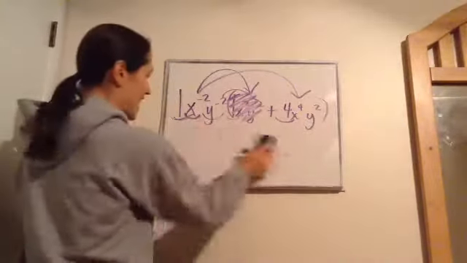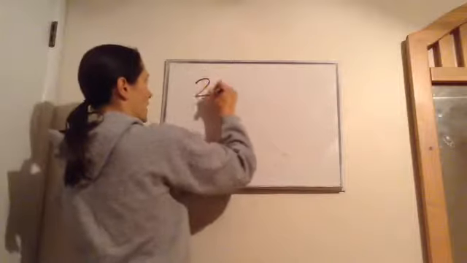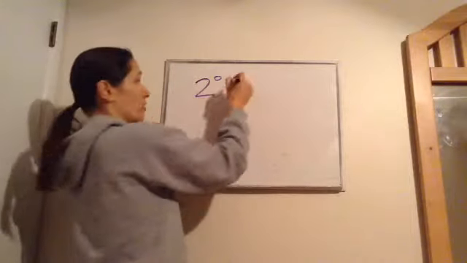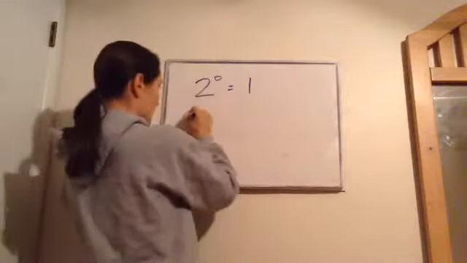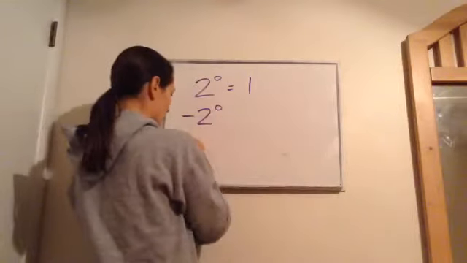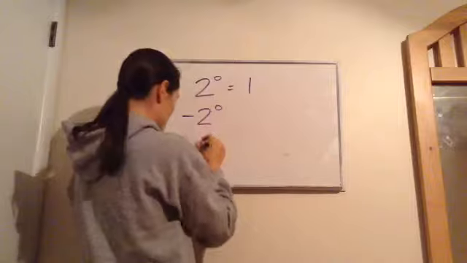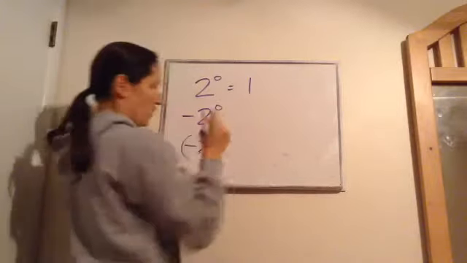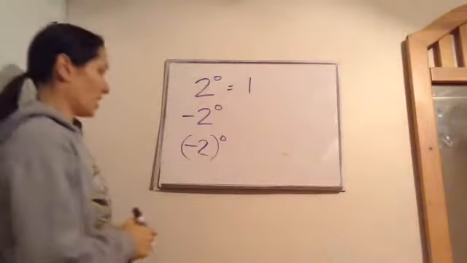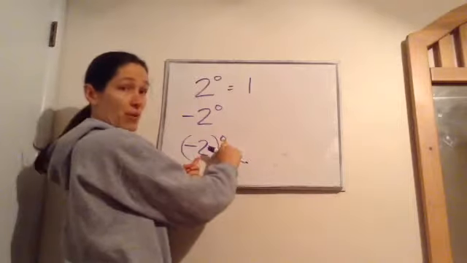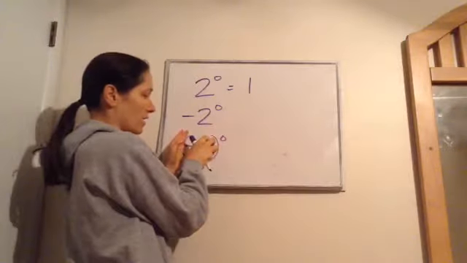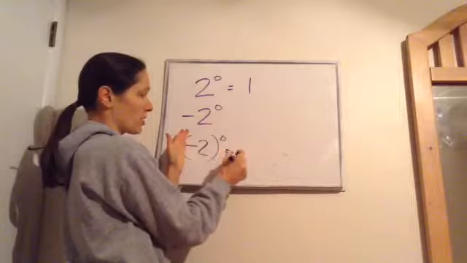Got it? Yep. Okay. Last thing, and this may seem simple, but it's actually a little bit hard. Okay? I'm going to do 3 of these. What is this answer? 1. Good. Stay with me for a second. Okay. Negative 2 to the 0, anything with a 0 becomes 1.